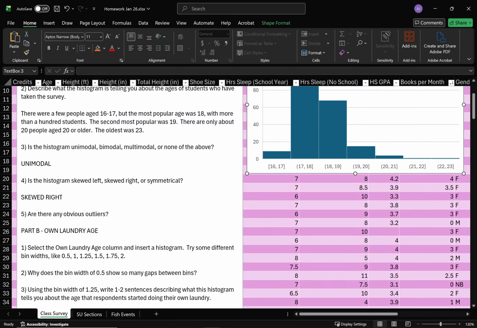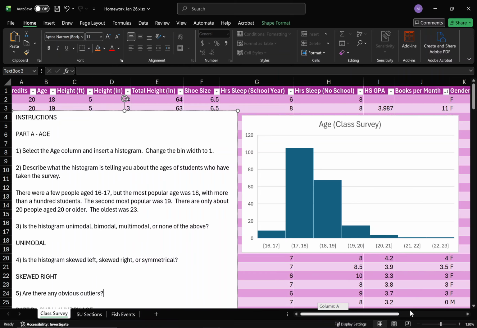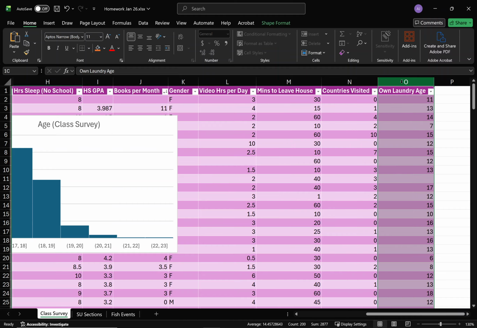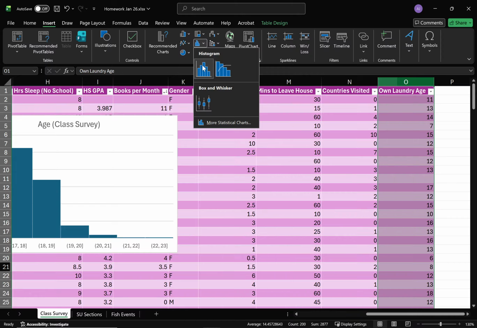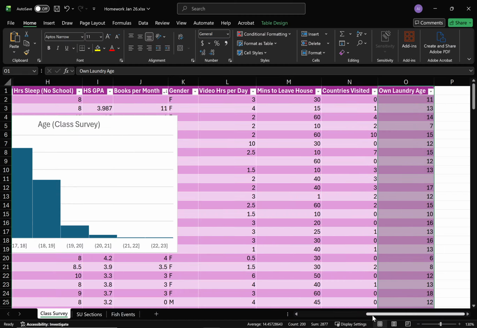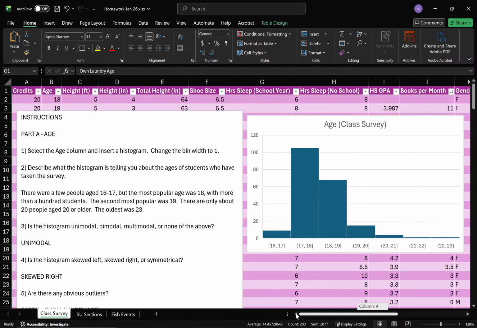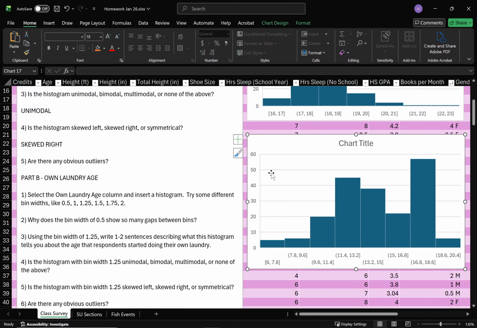So part B is for own laundry age. We're going to select the own laundry column and insert a histogram. So let me do that. It's all the way on the right. I personally think this is the most interesting column for what it can tell us about the students, and I'll tell you why in a second. I just did Control X to cut it, and I'm going to come over here, right around here, Control V, and put it in so we can look at it side by side with the instructions.